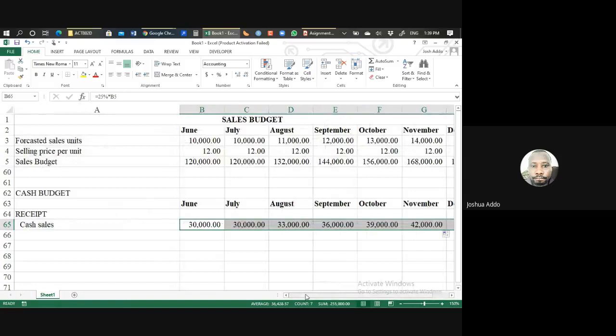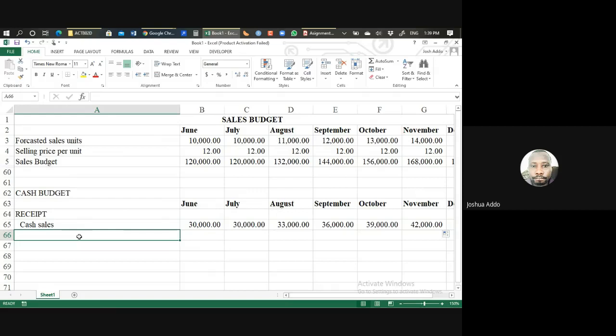Then, sorry, receipts from receivables. So the receipt from receivables, you could have even prepared a separate schedule called receivables collection schedule. And then you refer those figures into the cash budget. But in this case, we are doing it straightforward because the collection pattern is not too complex. It is only 75% once.